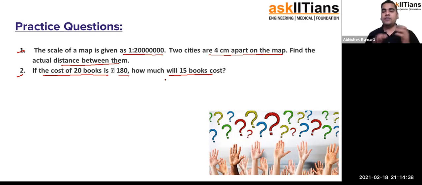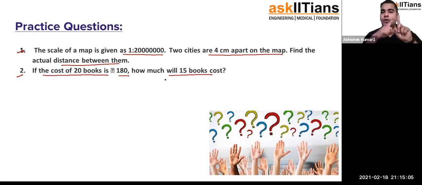I told you if one value is increasing and on increasing of that particular value, the other also increases, it's a problem of direct proportion, right? The opposite is also true. That means if one is decreasing, the other also decreases, then also it's a problem of direct proportion. But if one is increasing, the other is decreasing and vice versa, then it is not a problem of direct proportion. That will be a problem of indirect proportion. Okay, that's how you can check it.